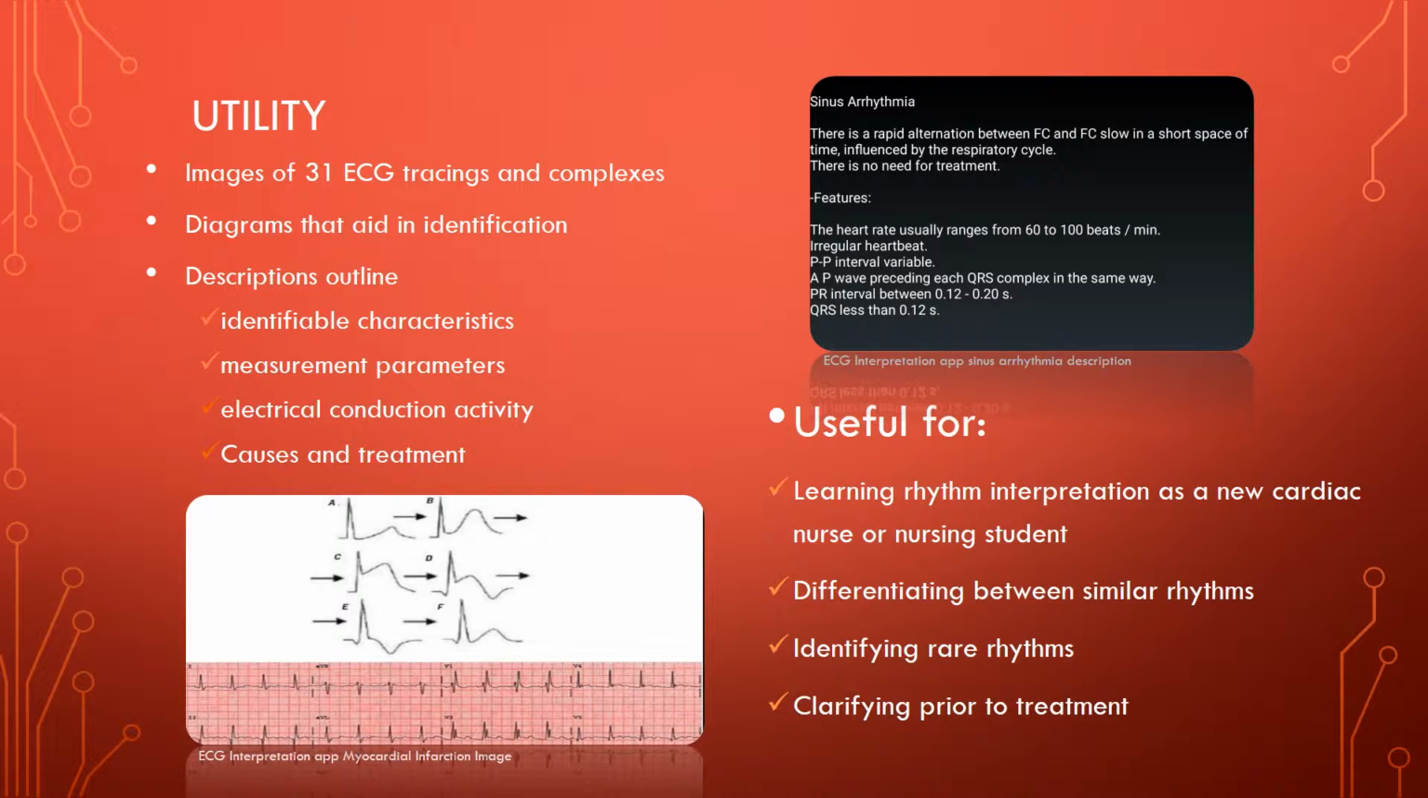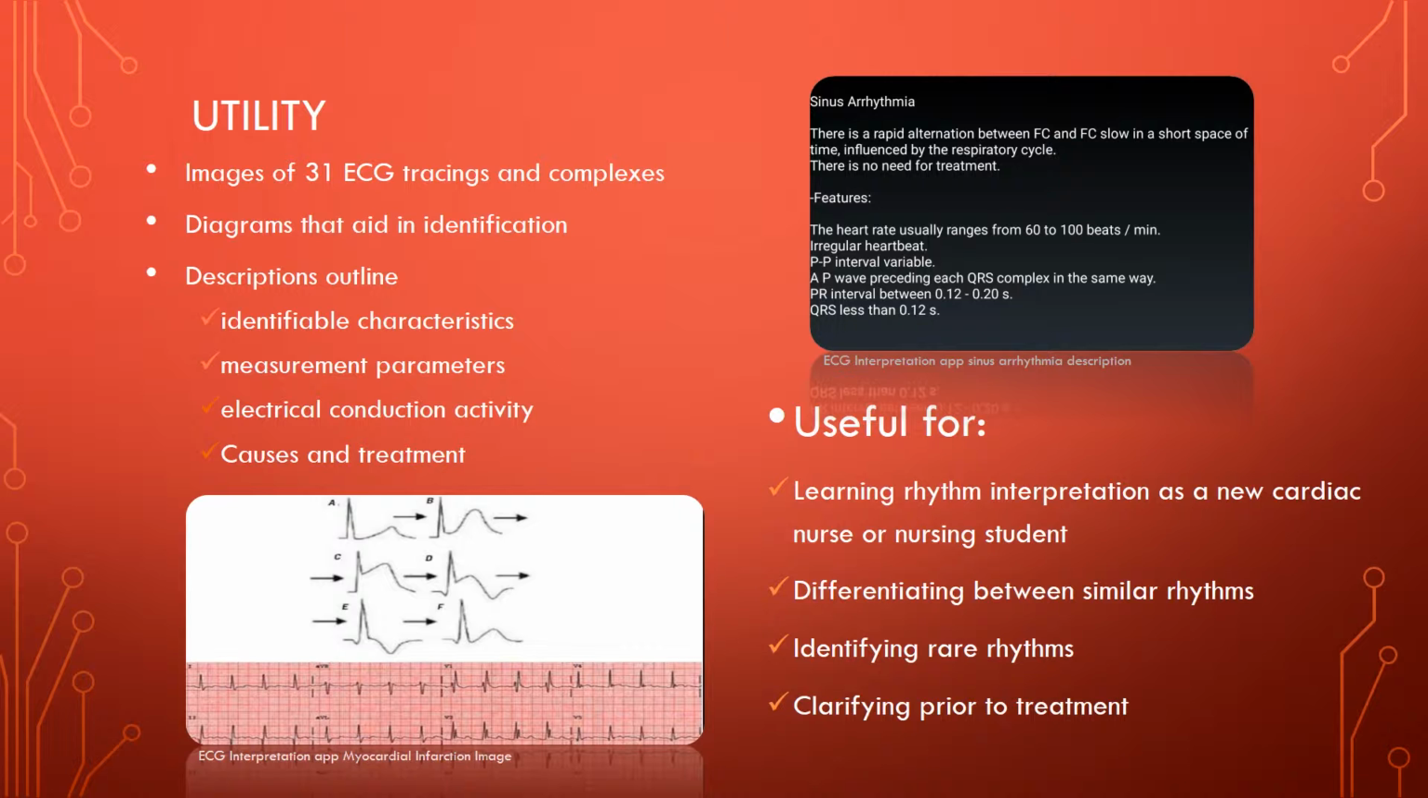Contained in the ECG interpretation app are links to pictures of 31 ECG arrhythmia tracings and rhythm complexes, many with diagrams that include information on the variables that will help identify the rhythm in practice. Underneath each picture is verbiage outlining identifiable characteristics of rhythms and measurement parameters for identification. Many descriptions include an explanation of the electrical conduction of the heart and other contributing factors resulting in the rhythm, as well as information about causes and treatments.